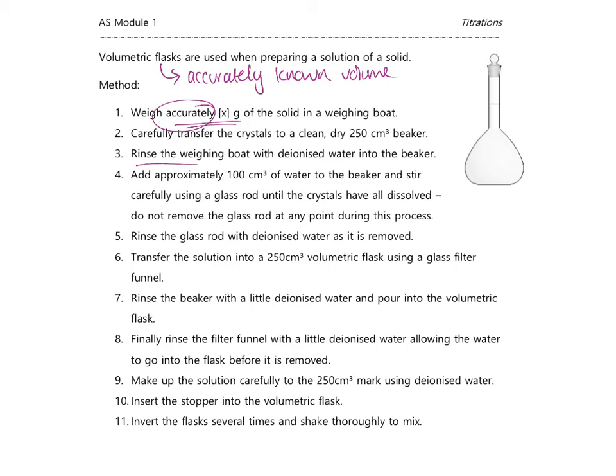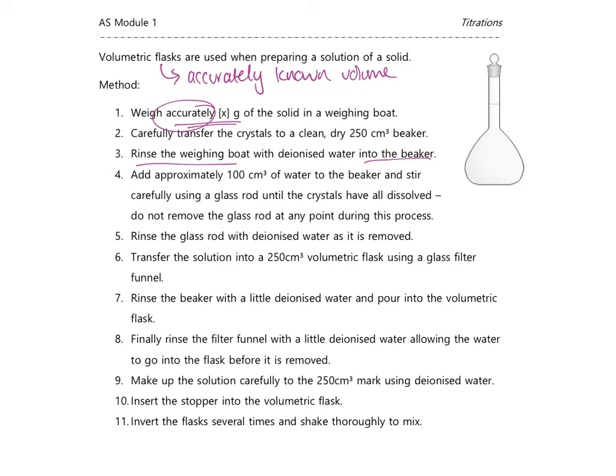You want to then rinse your weighing boat with deionized water and put that into the beaker. Why is that? Well, if I know the mass of the salt that I've weighed out in the weighing boat, I want all of that to ultimately end up in my volumetric flask. So if it's been transferred to the beaker, I want to make sure that all of the salt goes from the weighing boat into the beaker.